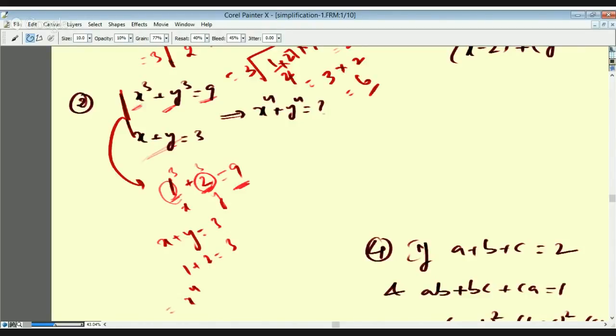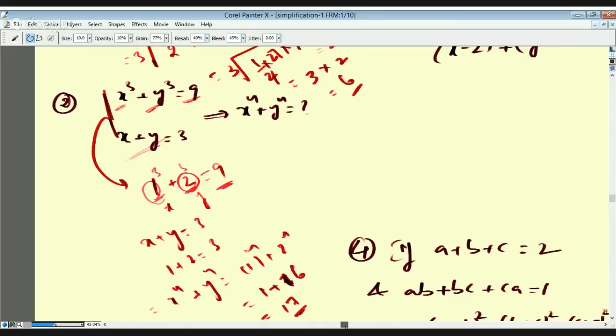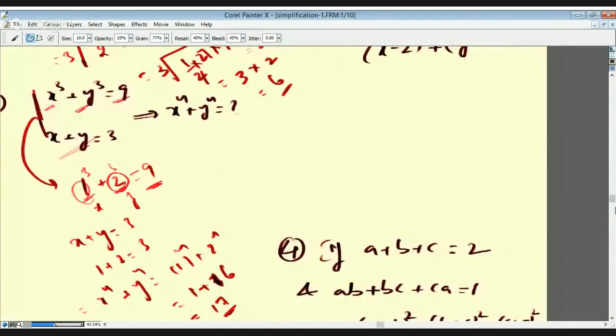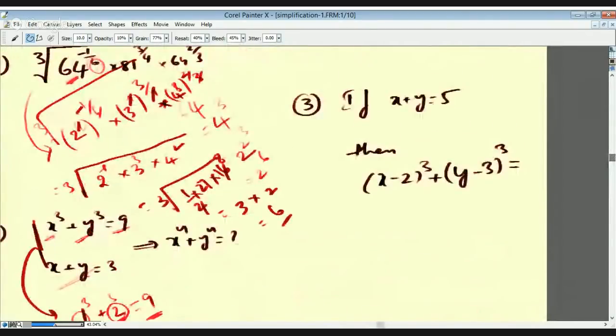x power 4 plus y power 4, that is nothing but 1 power 4 plus 2 power 4. So that is 1 plus what is 2 power 4? It is 16. 1 power anything is always 1. So the answer will be 17. This is how you can solve the problem. This is very simple. There is no big logic in this. Yeah, go through the next problem.